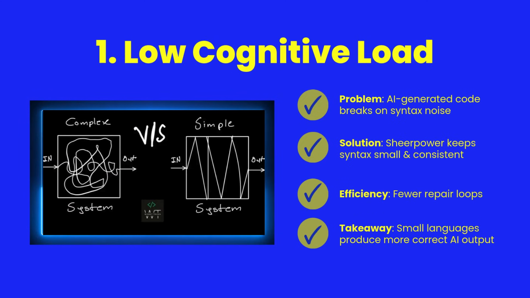This focuses on low cognitive load. The problem is that AI-generated code breaks on syntax, braces, and boilerplate, slowing down iteration. The solution is that Sheerpower keeps syntax small and consistent, reducing the surface area where mistakes occur. The efficiency comes from fewer repair loops, which leads directly to faster vibe cycles. The takeaway is that smaller languages produce more correct first-pass AI output, making vibe programming smoother and more reliable.